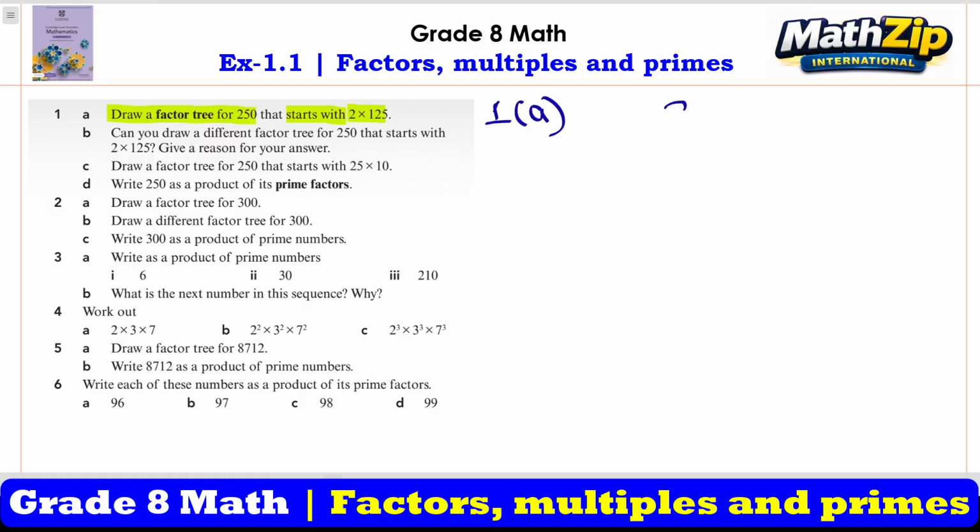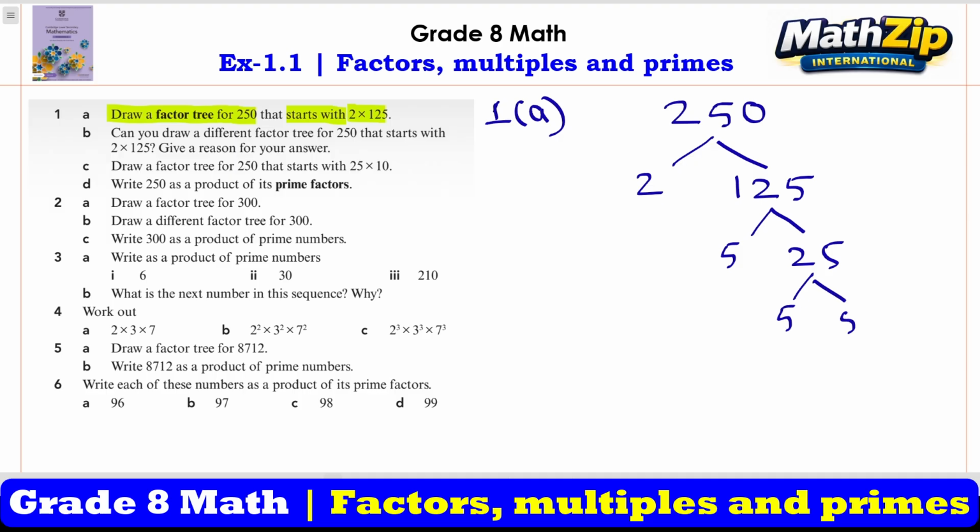So here is 250. We have to start with 2 times 125. So here is a 2 and here is a 125. This 125 we can write as 5 and 25. And this 25 we can write as 5 and 5. This is our factor tree for 250.